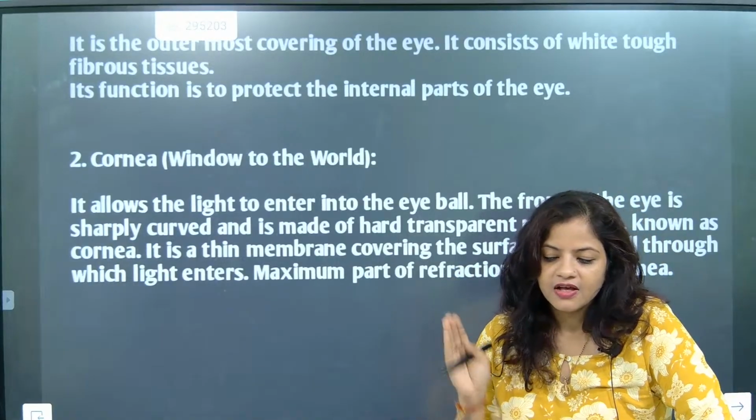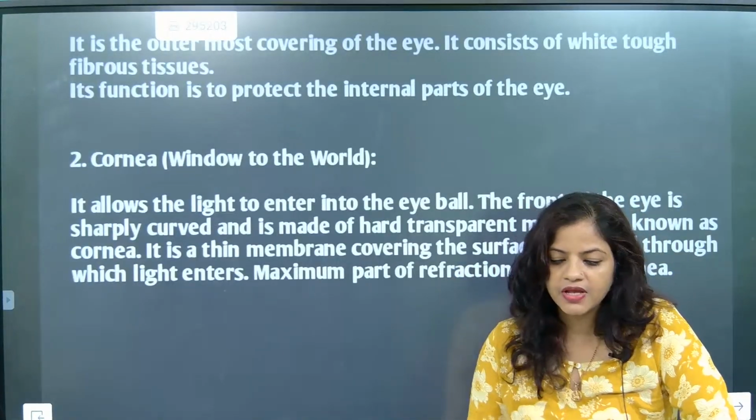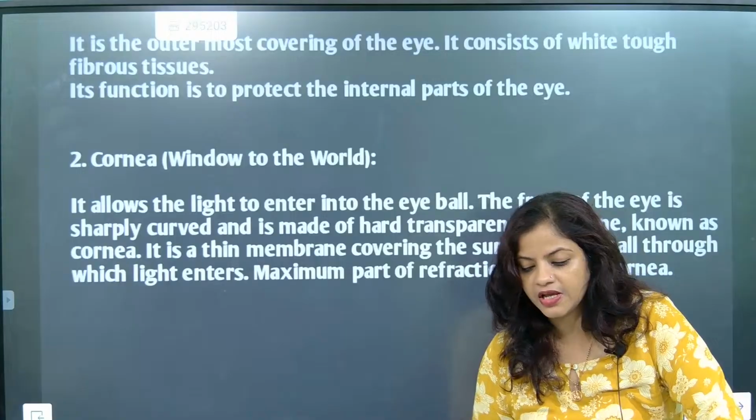Listen children. No problem. It's my work only and maths का notes है बेटा देख सकते हो.